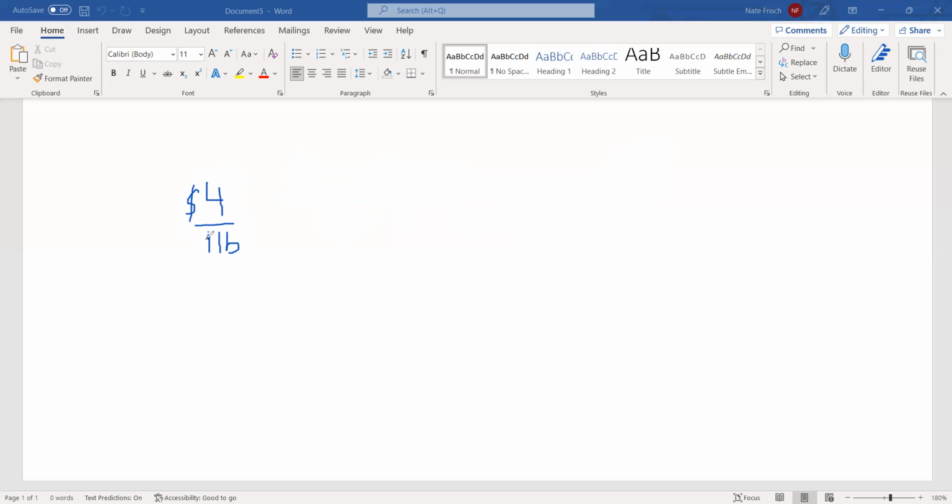It's a little tricky writing a 1 next to an L because, at least for me, they end up looking a lot alike. But they want that to be converted into cents per ounce. So there's really 2 conversions. I've got dollars, but I want it to be cents. Well, I know in $4, there's 400 cents. So I'm going to change my $4 to 400 cents. And then I know in 1 pound, there are 16 ounces.